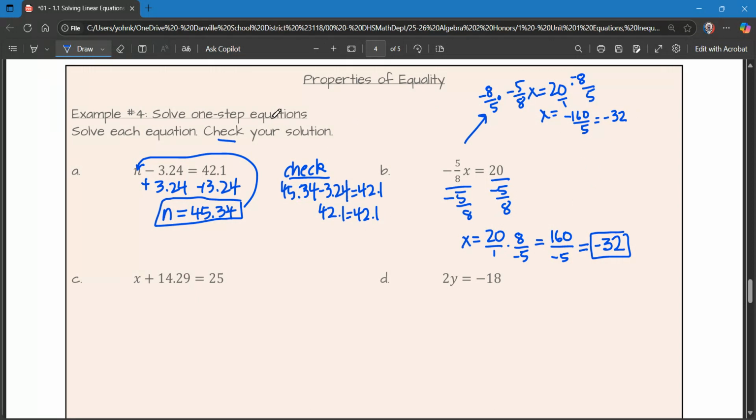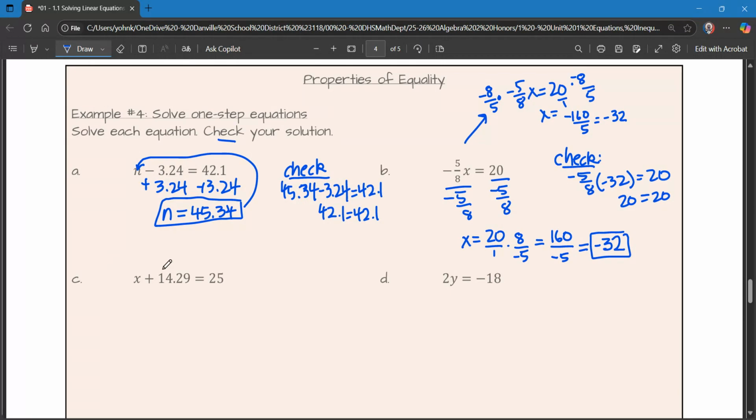But what you should be doing is checking your solution. So to check it, either direction that you solved it, you should be doing negative 5/8 multiplying by negative 32, and you should be getting 20. So if you multiply on the left side, you do in fact get 20. It checks, you know it's the right answer.